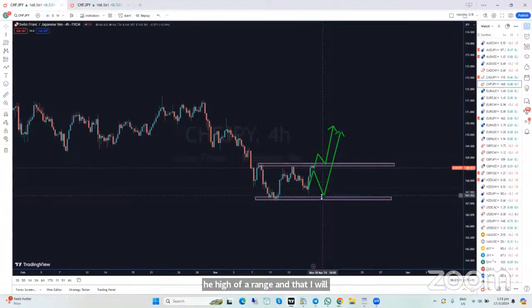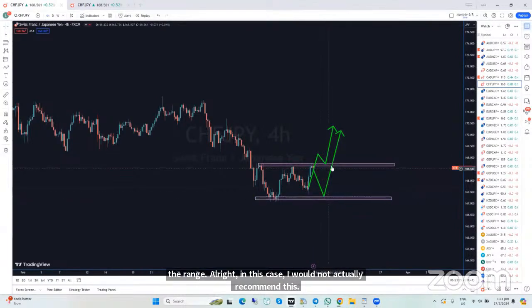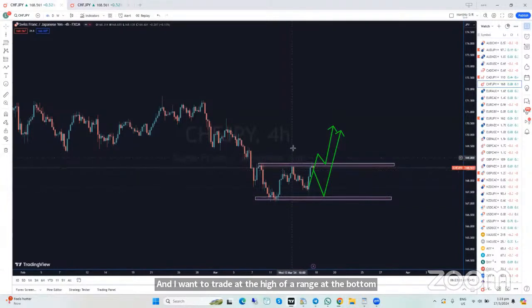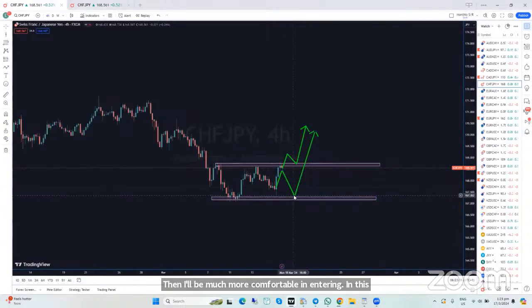A much riskier setup will be here at the bottom of the range. In this case, I would not actually recommend this. Anytime I want to trade at the high or the bottom of a range, I will want to see a sort of breakout, a fake out first. Then I'll be much more comfortable entering. In this case, I don't really see any fake out, so I wouldn't want to enter here, unless in the subsequent week there is a fake out and then it enters back.